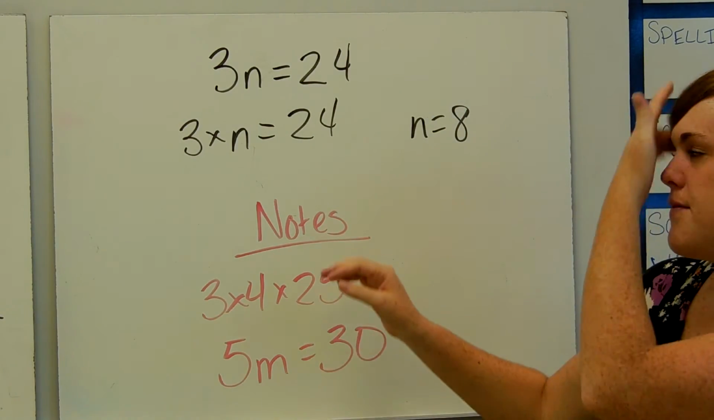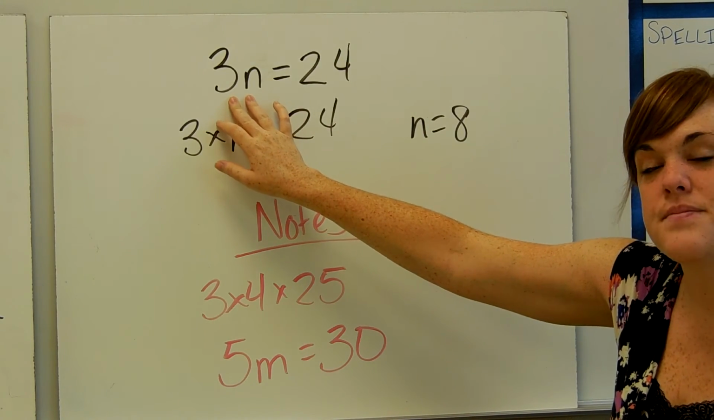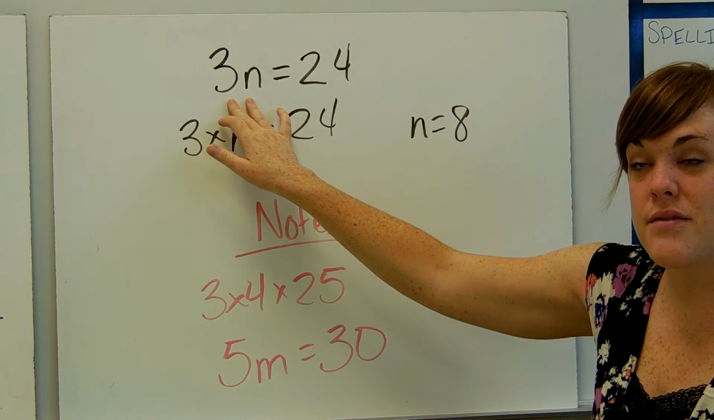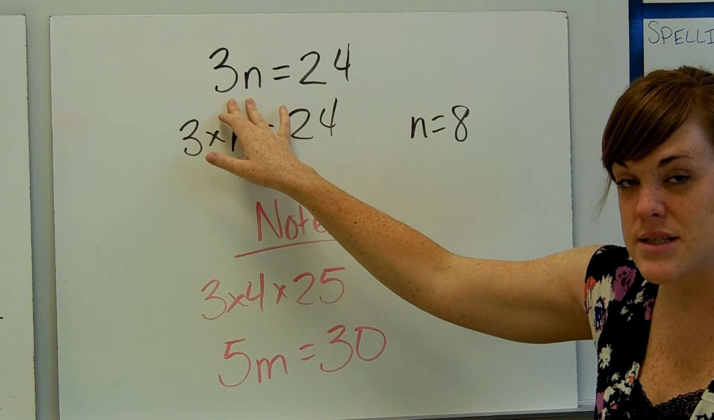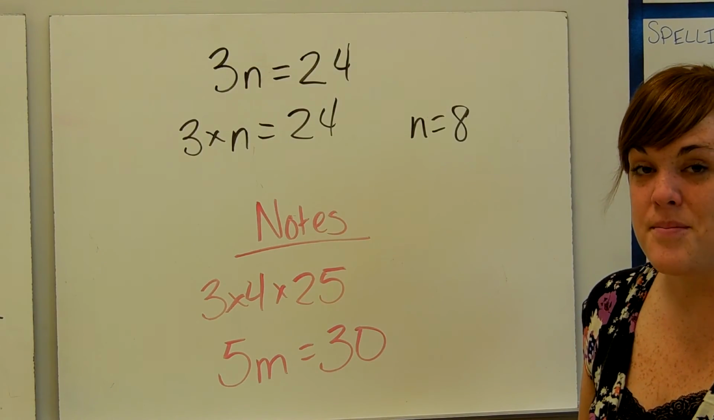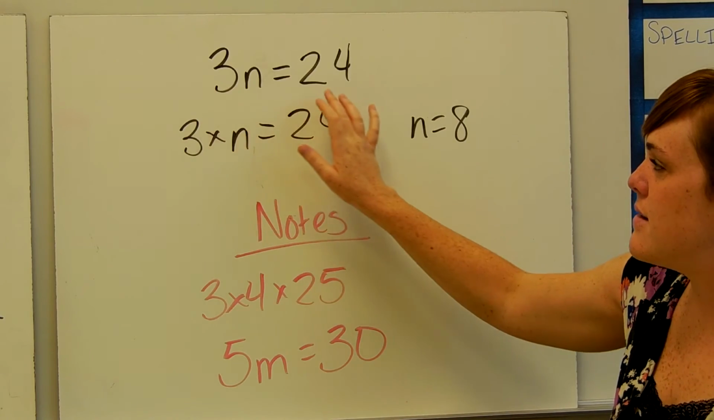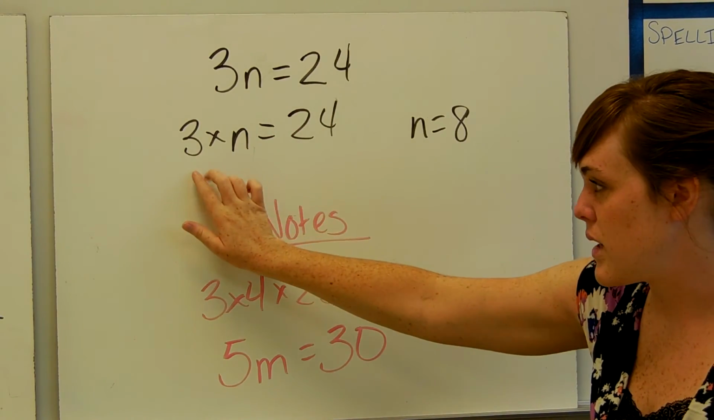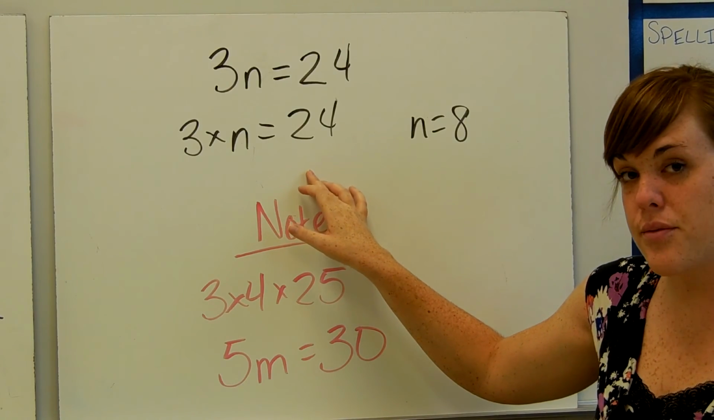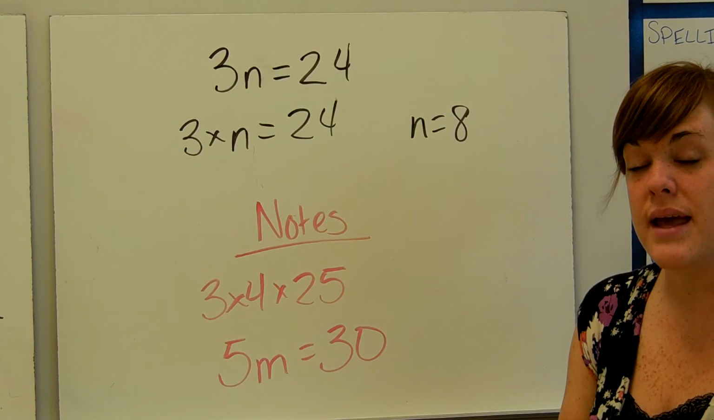Sometimes they'll write missing factor equations like this with the number just right next to the letter. If there's a letter and a number right next to each other, it means they're multiplied every time. So just put that in your mind. So 3n equals 24 is really 3 times n equals 24. And you know that 3 times 8 equals 24, so n has to be 8.